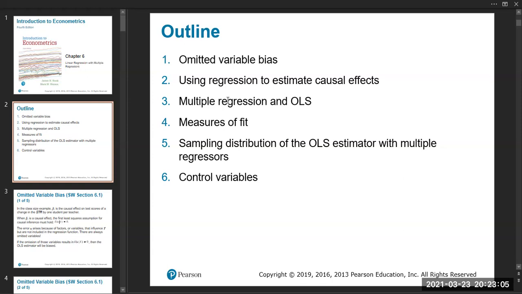In the last two parts, we're going to talk about the sampling distribution of the OLS estimator with multiple regressors and control variables. So at the end, there will be some mathematics, okay? Those things will not be required, okay? I'll mention that once we get there.